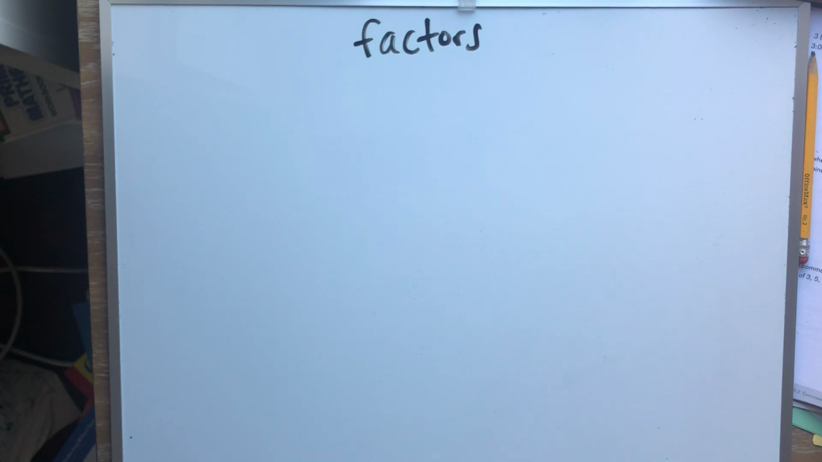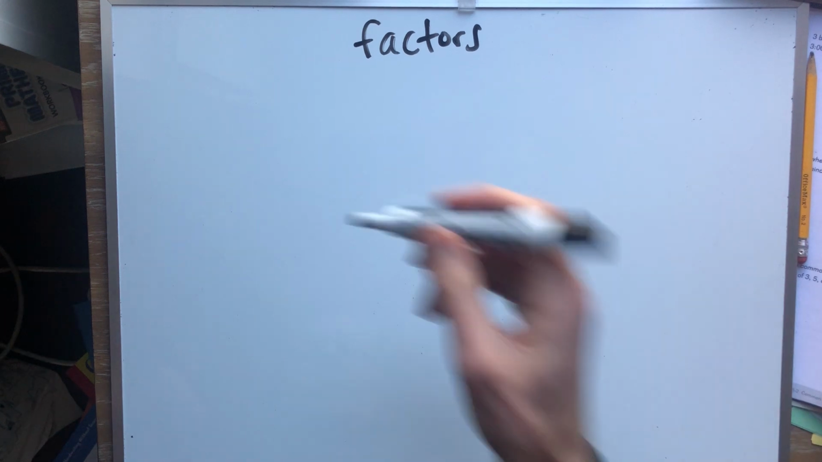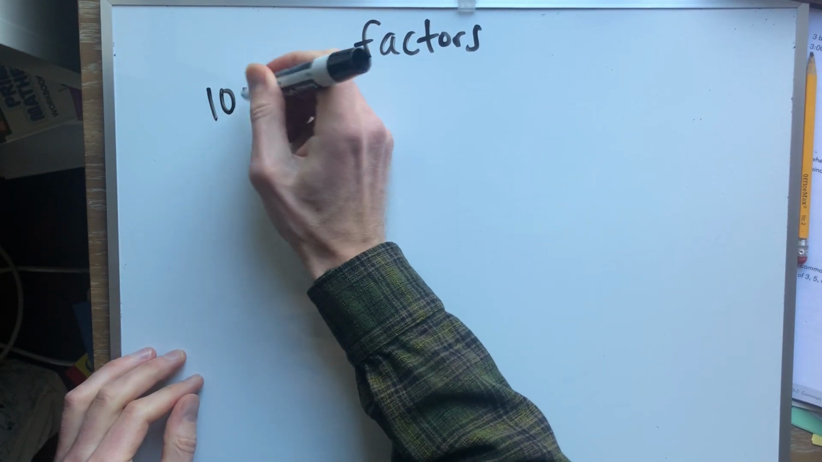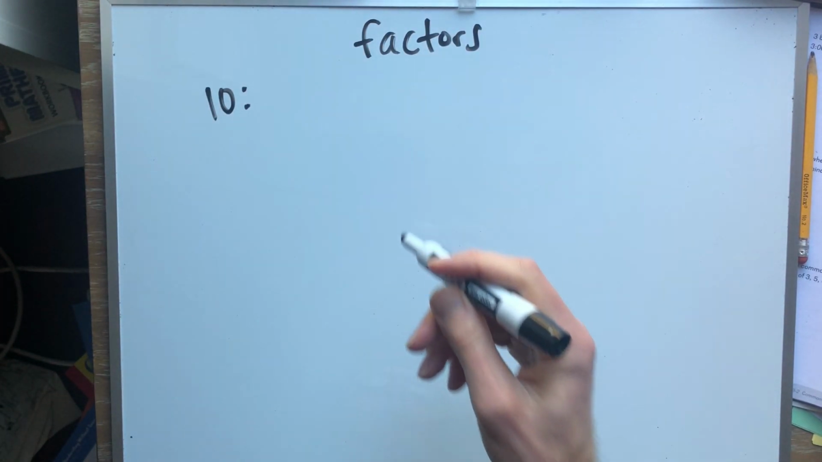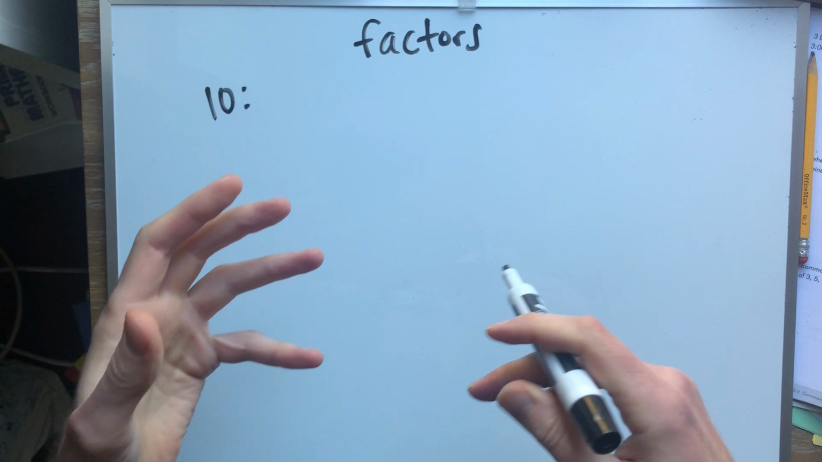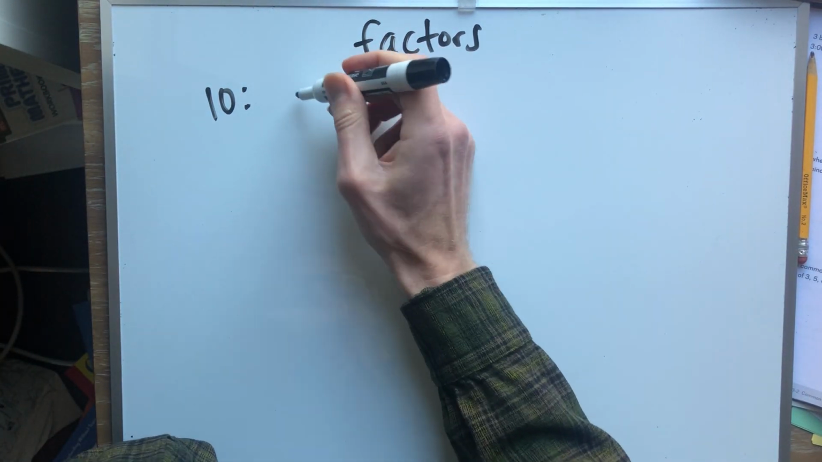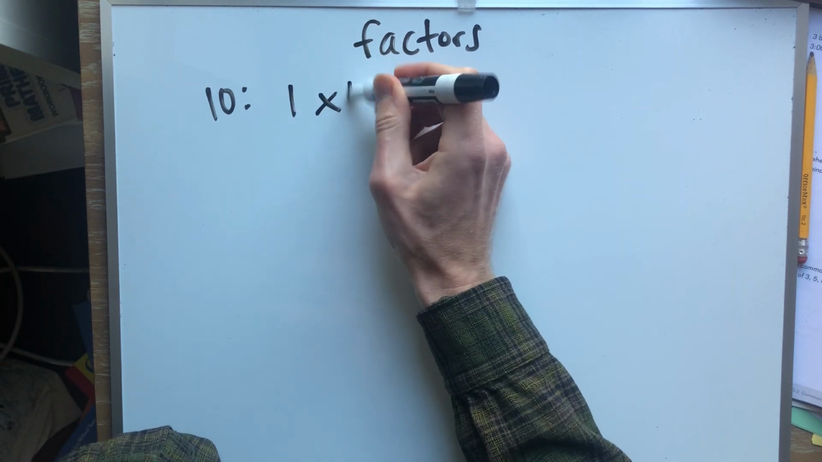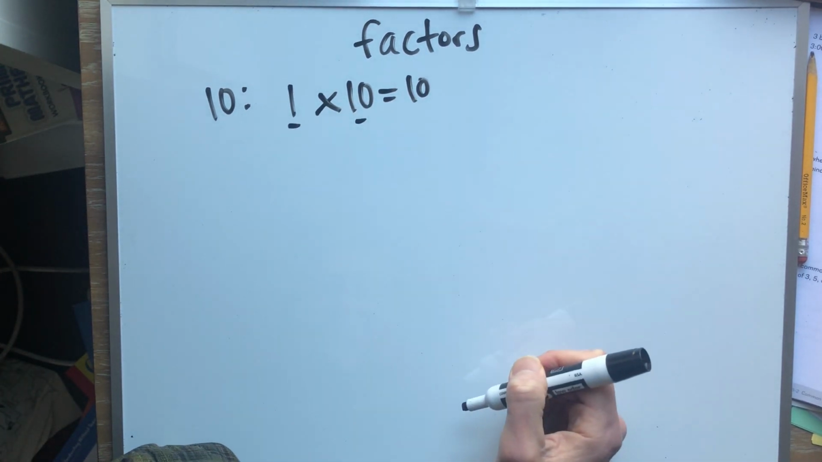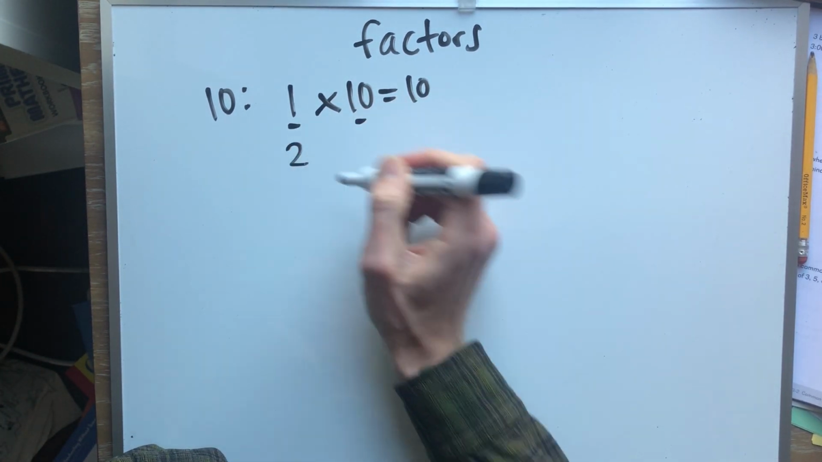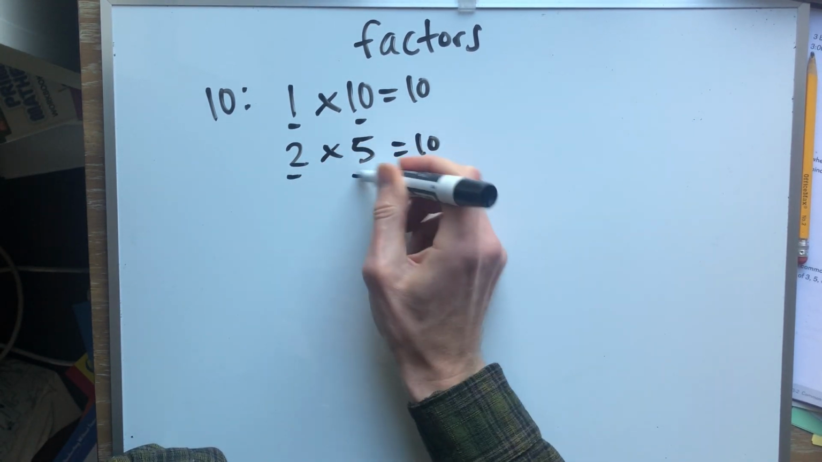So for example, let's look at a number like, let's say, 10. And you might have a question saying, hey, what are the factors of 10? So that means what number times what number equals 10? So 10 is like the answer. Well, we know 1 times 10 equals 10, right? So 1 and 10 are going to be factors. What about 2? Does 2 go into 10? Sure, 2 times 5 equals 10. So 2 and 5 are factors of 10.